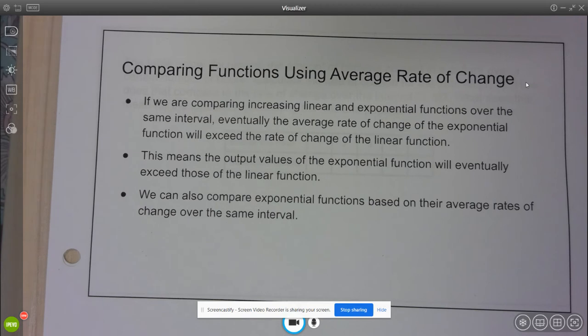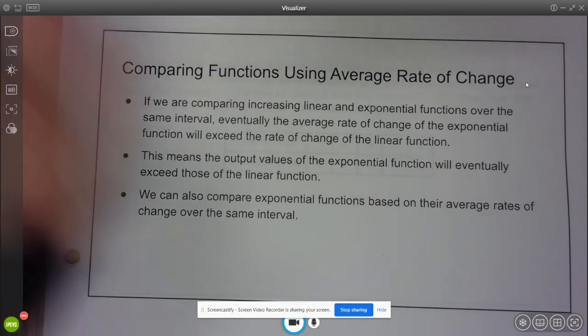Ultimately, since an exponential function is going to change faster and faster, and that average rate of change will eventually exceed the average rate of change of a linear function, we can expect that at some point the exponential is going to outgrow that linear function. We can also compare exponential functions directly based on their average rates of change over the same interval.